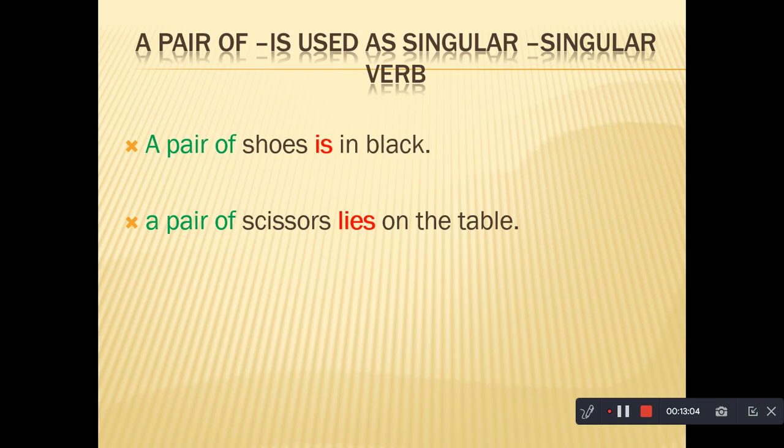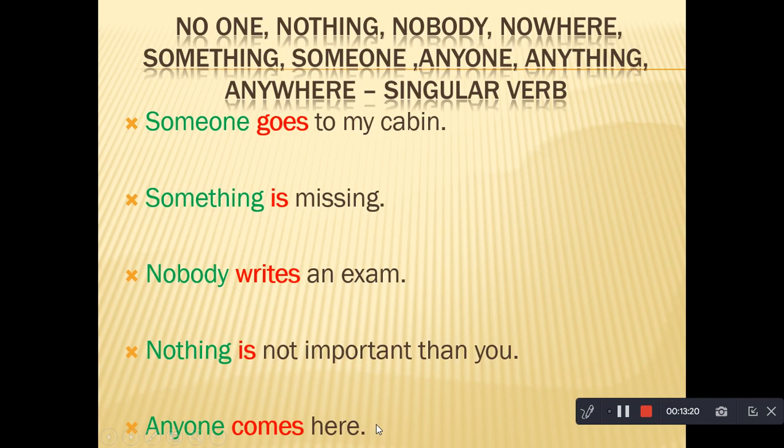Here, a pair of shoes. So, two shoes are called a single unit. Someone, anything, anywhere: when a sentence begins with these words, we use the singular form of verbs.